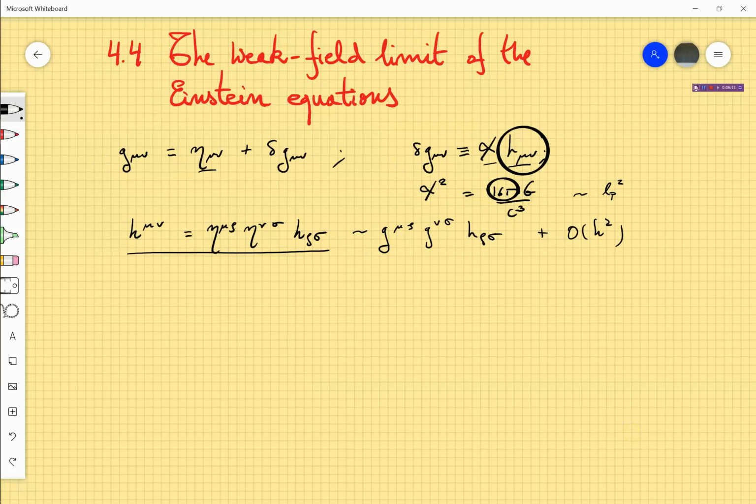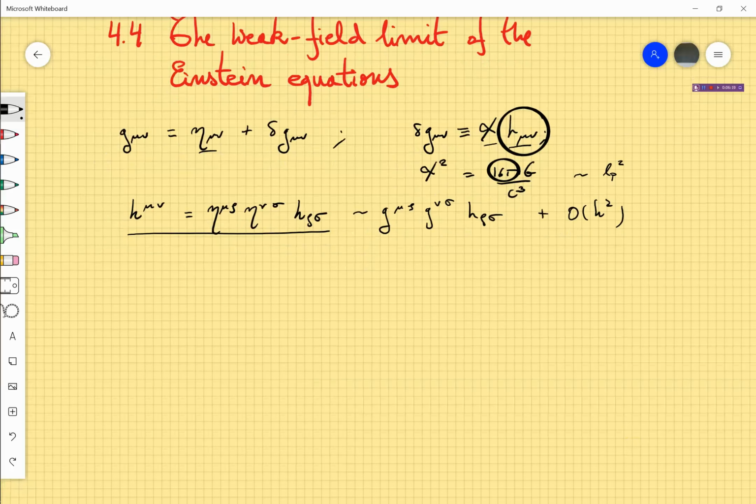It is approximately true that you could raise the indices with g, and this would be equivalent to raising them with eta up to this order. But let's take this definition as exact, because as we are going to see, it just works this way. Okay, that we can deal with h as a special relativistic field.